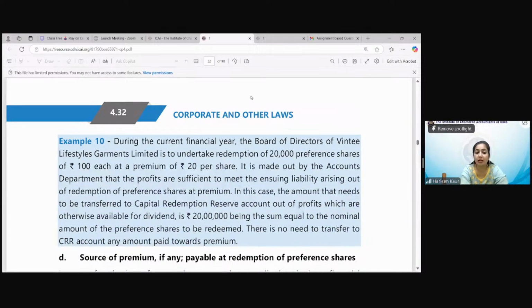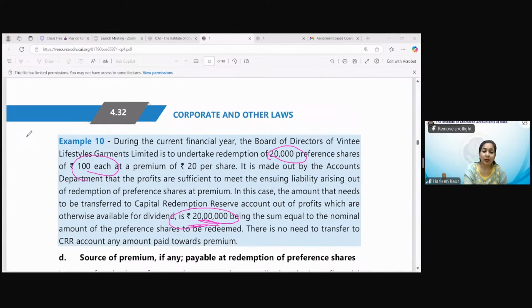तो जो भी CRR का डाउट पूछ रहे थे, प्लीज देख लो यहाँ पे. 20,000 के शेयर्स थे, 100 रुपीज के होने थे, तो कितना अमाउंट आपका रिडीम हो रहा है? 20 lakh, is that correct? So this amount of 20 lakhs has to be transferred to CRR. There is no need to transfer any amount to the CRR account for the premium. So only the amount which is used out of the profits for the nominal value of the shares, that is 100 rupees, will be transferred to CRR, not the amount of premium.